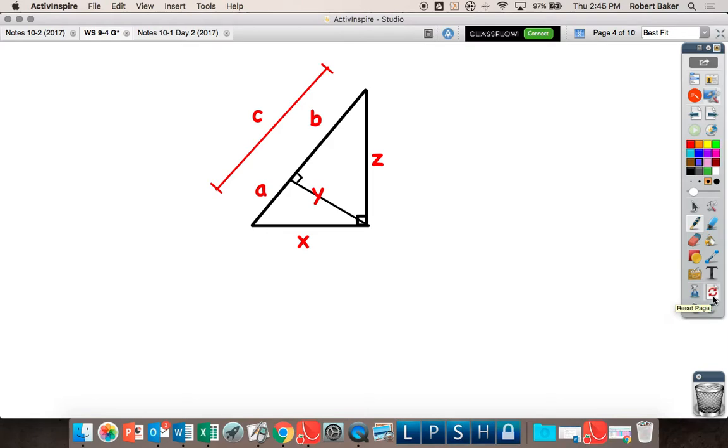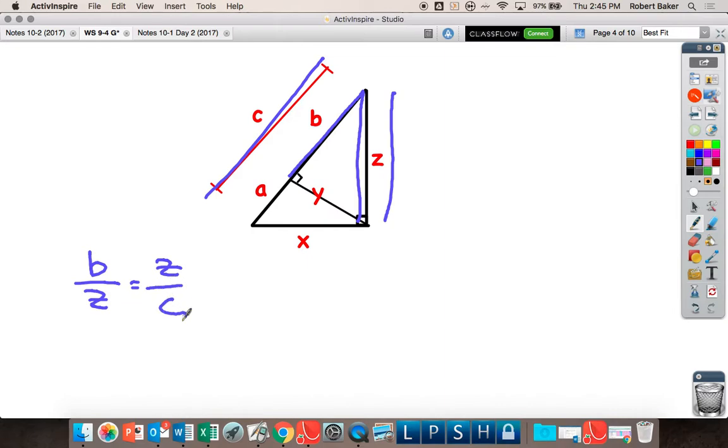So if I want to solve for z, it's the same thing on the other half of the triangle. It's b over z. Always start out here first. B over z equals z over c. I thought it had to be short. That one is long leg over hypotenuse equals long leg over hypotenuse. It's the same type of theorem. It's solving for two different sides.